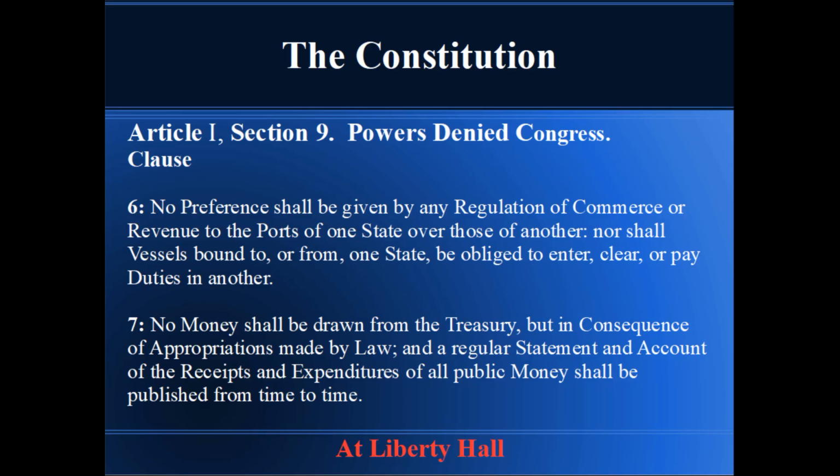Article 1, Section 9. Powers denied Congress. Clause 6. No preference shall be given by any regulation of commerce or revenue to the ports of one state over those of another, nor shall vessels bound to or from one state be obliged to enter, clear, or pay duties in another. Clause 7. No money shall be drawn from the Treasury, but in consequence of appropriations made by law, and a regular statement and account of the receipts and expenditures of all public money shall be published from time to time.